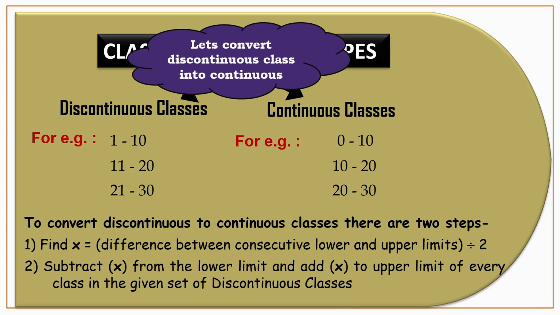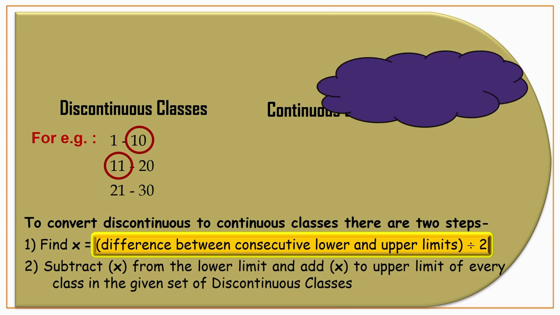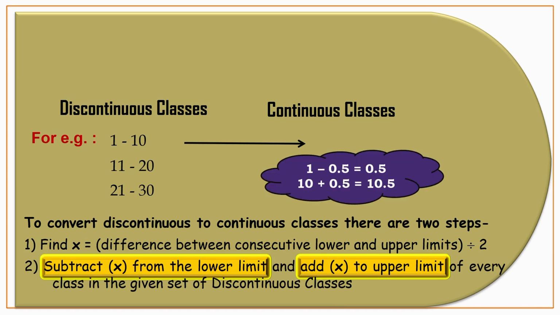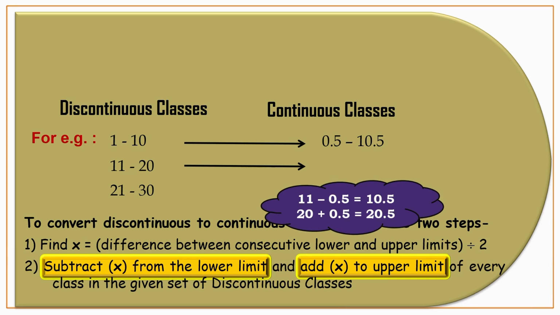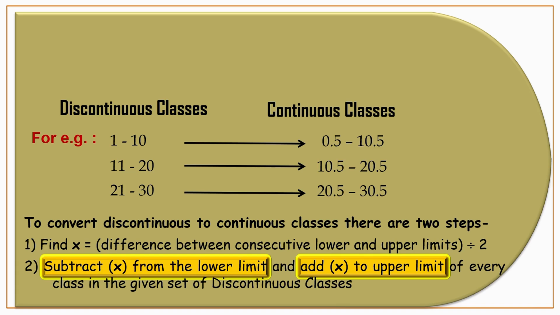So now let's convert discontinuous class into continuous. Here again, whatever I explained is shown in an animated way. So this is what we discussed already. So 1 minus 0.5, this will become 0.5. So always subtract that x from the lower limit and add x to the upper limit. So I hope this part is clear to you, how to convert it to a continuous class.